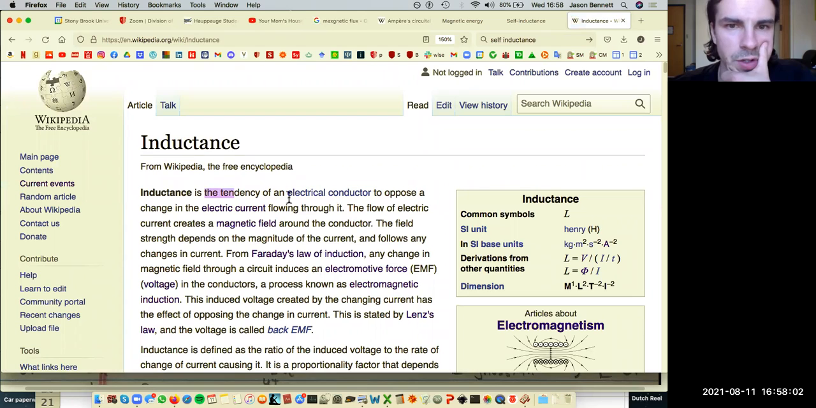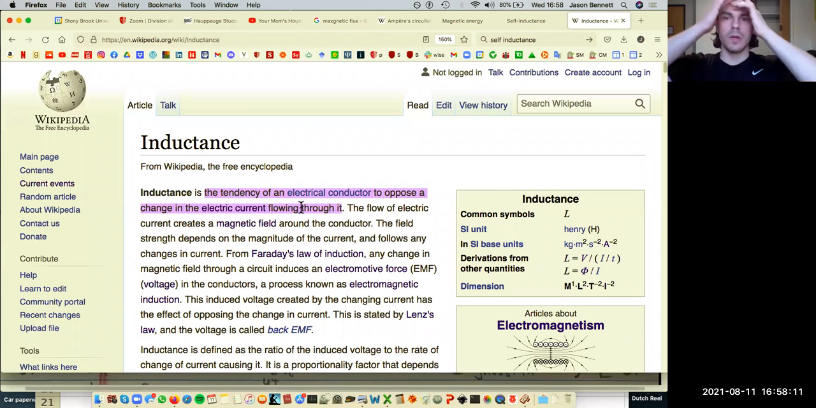It is the tendency to oppose change in current. So that's kind of why it's like a spring. If you stretch a spring, it wants to go back to itself. If you compress a spring, it wants to go back to its original position. That's why that analogy makes sense. The inductance is just something that resists change.